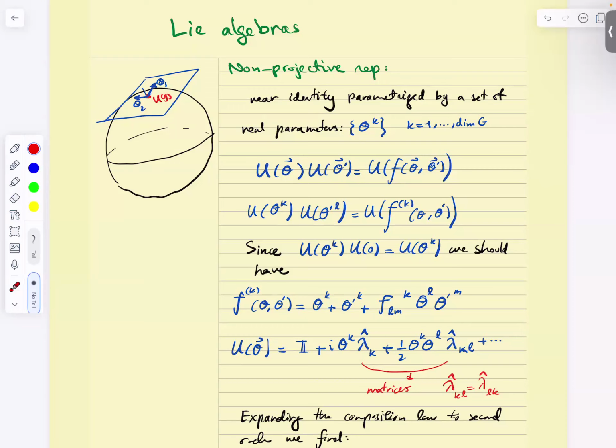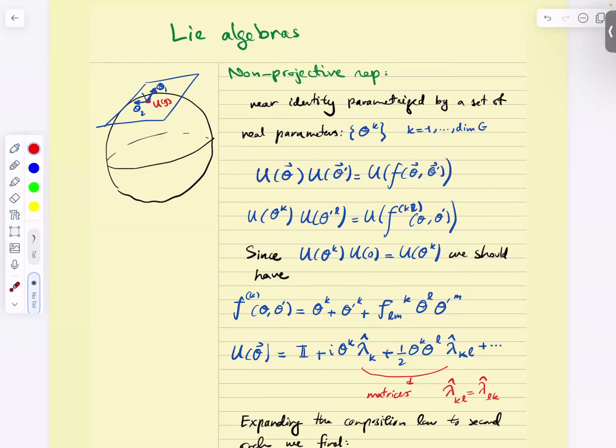In particular, if I take theta to be only in the k direction and theta prime to be only in the L direction, I should calculate an object like this. I think there's an extra L label here. Well, okay, sorry. That's all right. Let me not get distracted by that.